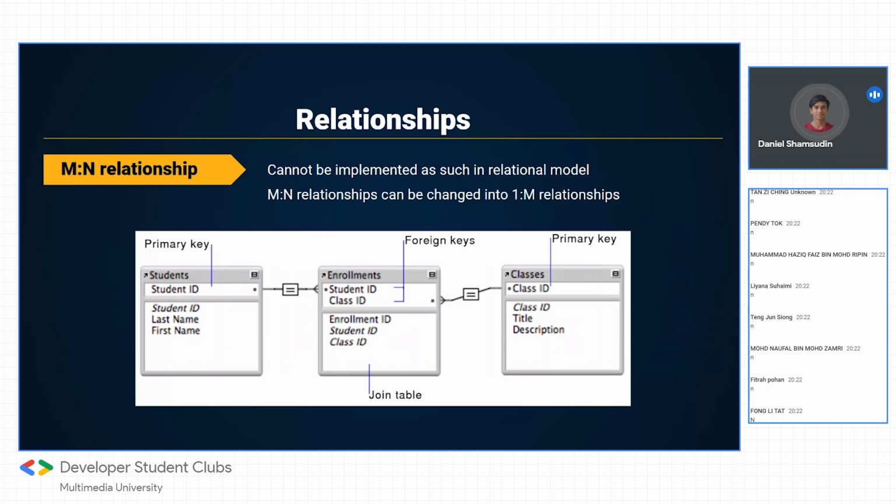It holds the foreign key. Okay. So when you actually do this, then you can see one student can have many enrollments. And many enrollments belong to one class. Once you have this kind of structure, then only you can implement it in your database.